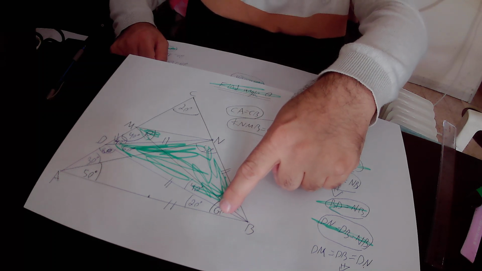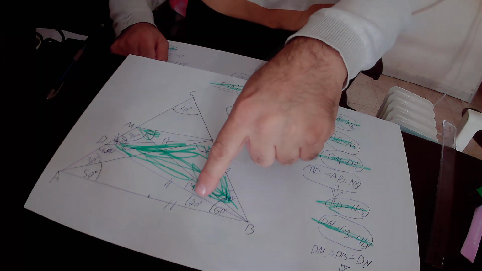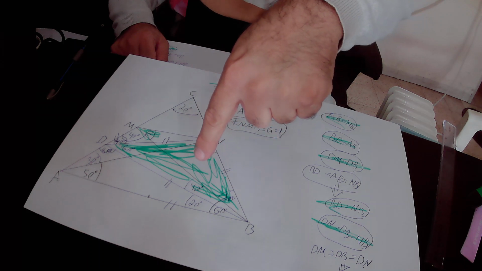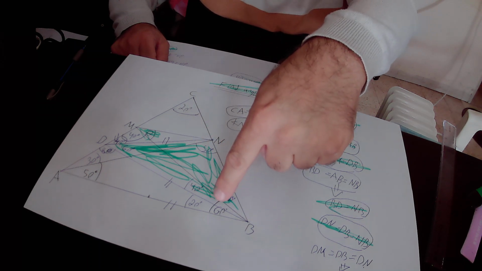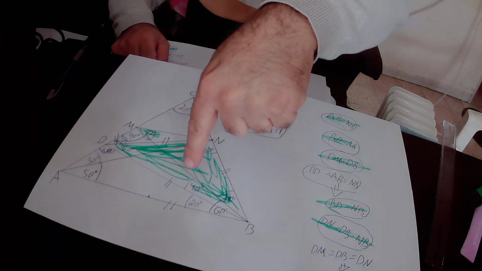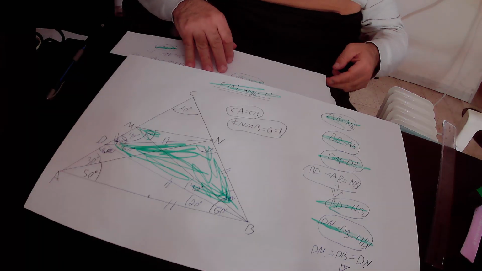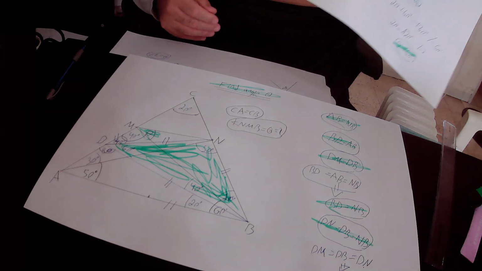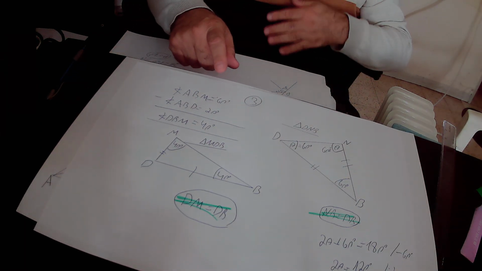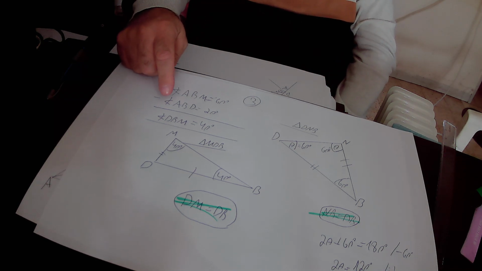So the big angle, that is angle MBA, minus the small angle, that is angle DBA, must be equal to the missing angle, angle MBD. Again, the big angle MBA, which is equal to 60 degrees in size, minus the small angle, that is angle ABD, which is equal to 20 degrees, must be equal to the missing angle DBM.